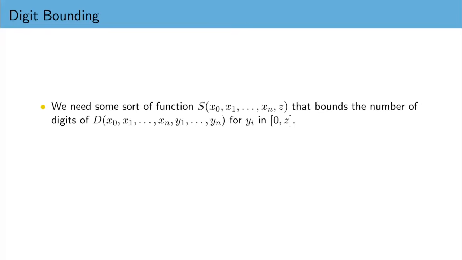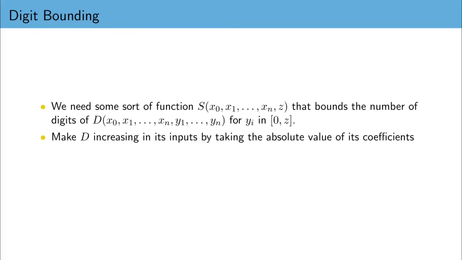And we need to be really clever here. Remember that the digit stabilizer function can only stabilize values up to 2 to the first input. So we need to calculate some s that will bound the number of digits of the output of our polynomial d for y's in our search range. Let's say that we're searching up to z. s can be a function of the inputs x1 through xn and also our search range z.